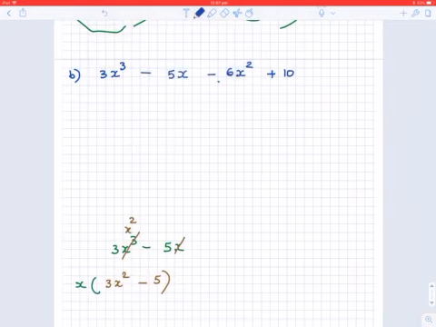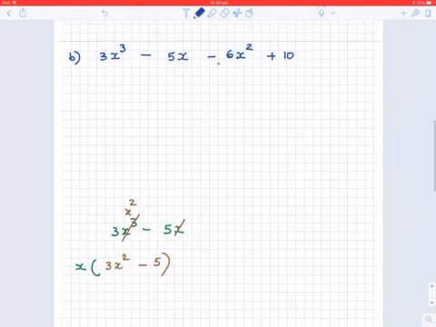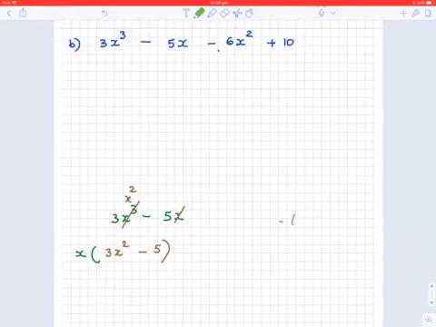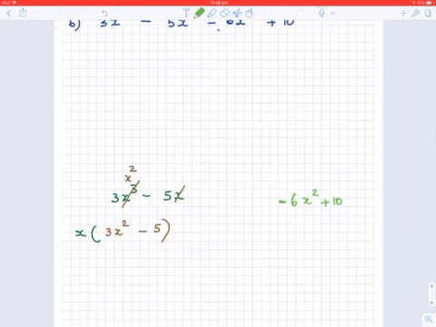Now, I'm going to do the next grouping, which is minus 6x squared plus 10. Here, the only number that goes into both 6 and 10 is 2. But if I take 2, then 2 goes into minus 6 minus 3 times, and then this would be 5.